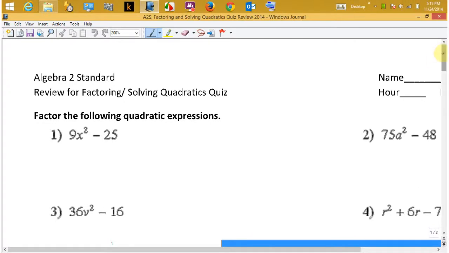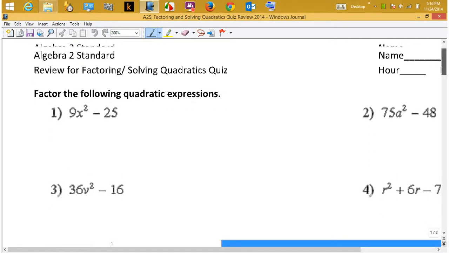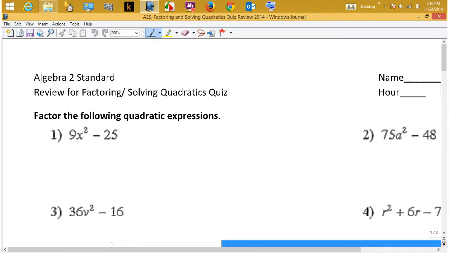I'm going to work through the practice quiz for the solve by factoring quiz. So here we go. For number one, now before we start, let's just run over a few basic things.